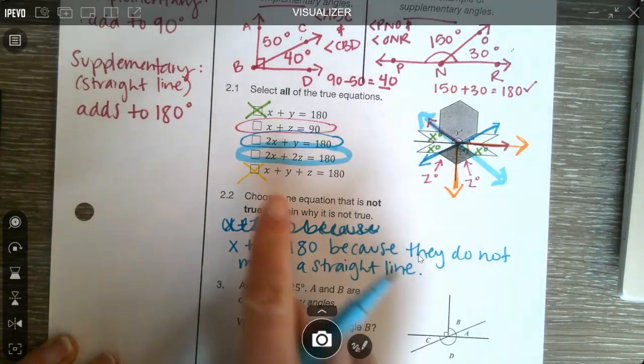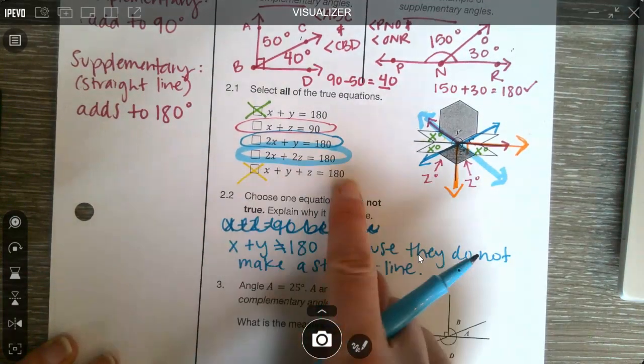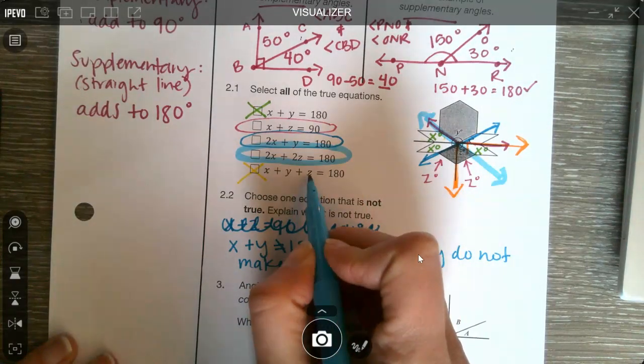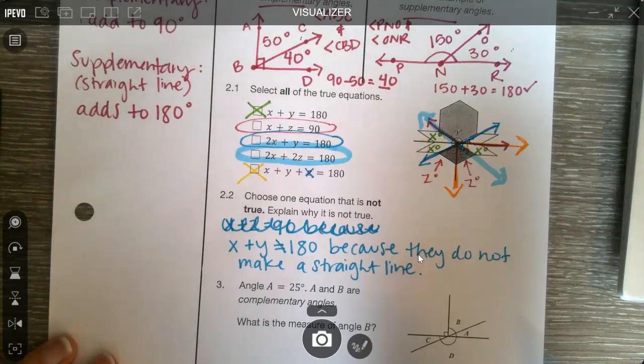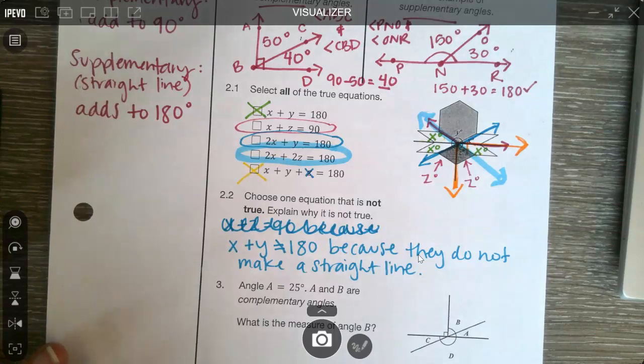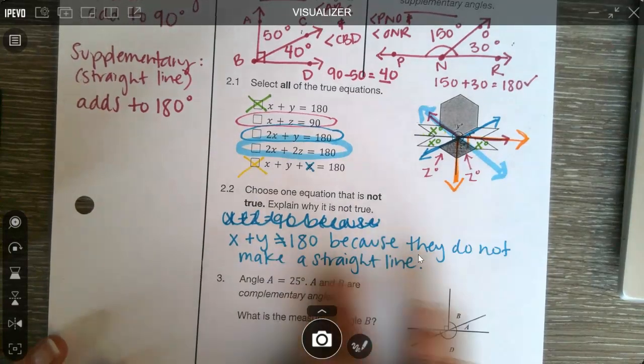Okay, you can also, we talked about why this one didn't work. Because instead of a z, that should be what? An x. Then it would be true. So either of those statements you can put here.